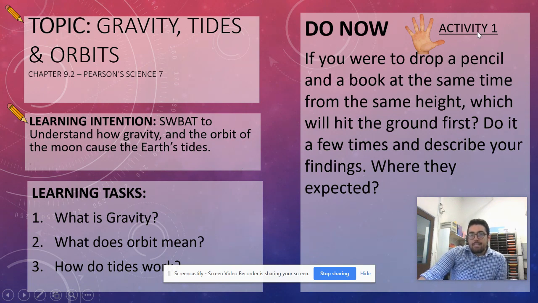First thing I want you to do is the do now activity. So pick up two things. The things I suggest is maybe a pencil and a book. Okay, you can even use a textbook and drop them from the same height at the same time. Before you do that, I want you to think which one's going to hit the ground first. So one's obviously bigger and heavier. Which one do you think will hit the ground first? Don't do it once, do it a few times. And I want you to then, in your book or on your sheet, write down what happened and is that what you expected? Okay, so press pause and go away and do that now.